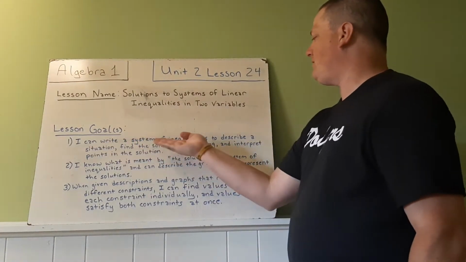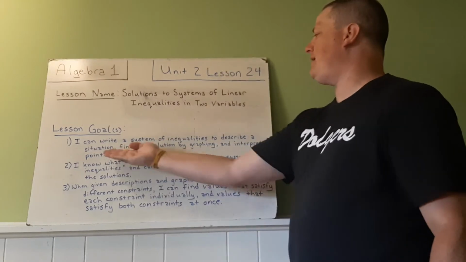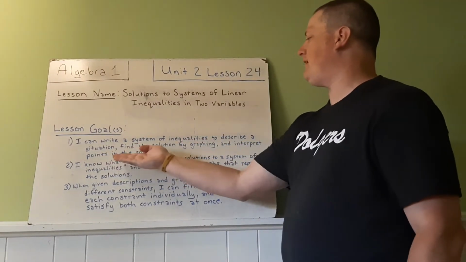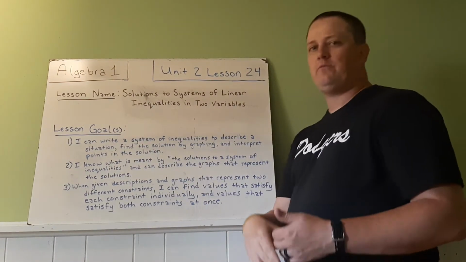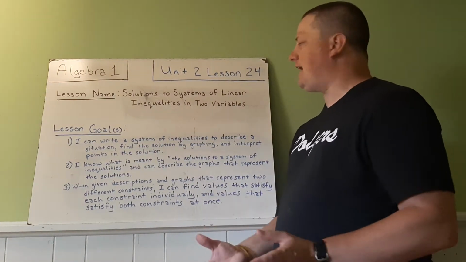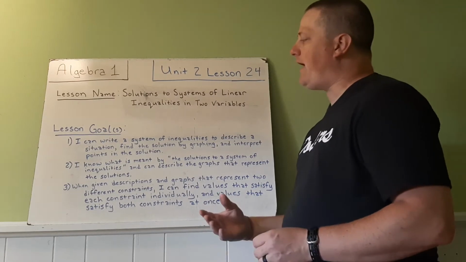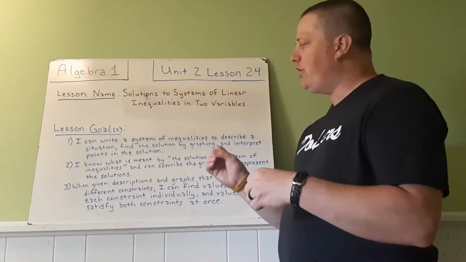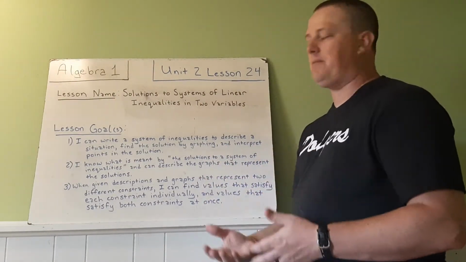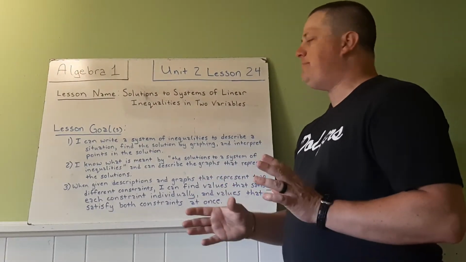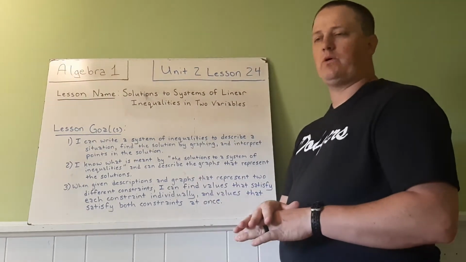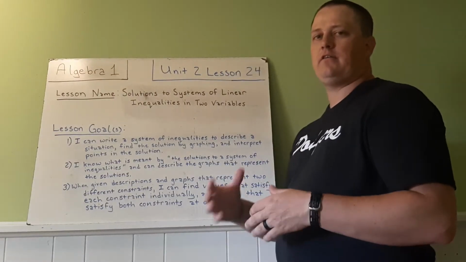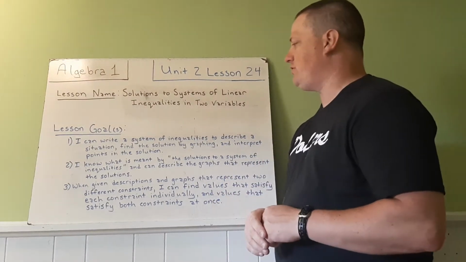I can write a system of inequalities to describe a situation, find the solution by graphing, and interpret points in the solution. So this is basically putting everything together from the past, where you write a system of inequalities. So you have two inequalities. You would graph them using Desmos or by hand, whatever works, and then be able to find where the shaded portions are, where they overlap, and kind of using that to identify what those solutions are.